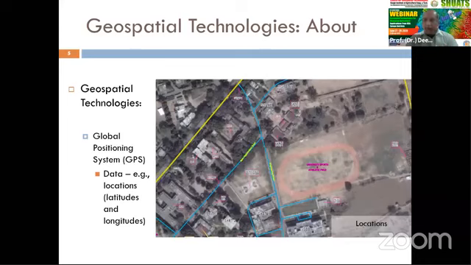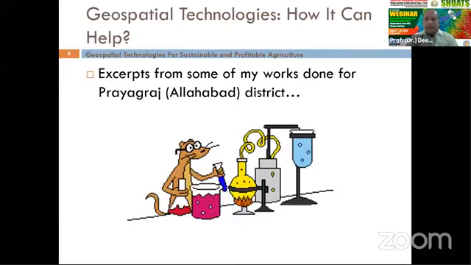So we need locations. When we combine GIS, remote sensing data and locations, then we can do science and extract information. So let's see. These are some examples of my work done for Prayagraj district, and it's about agricultural management. If it's about Allahabad, or the new name, Prayagraj, don't get confused.